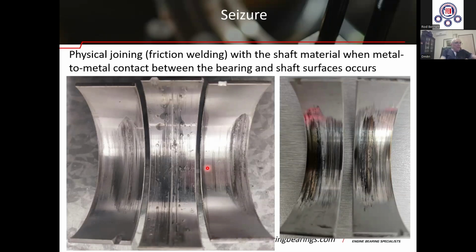Seizure is a physical joining, metallurgical joining, like friction welding of the bearing material with the shaft material, when metal-to-metal contact between the surfaces occurs under high load. In seizure, the bearing material is transferred. It sticks to the shaft, and in each rotation, the amount of transferred material on the shaft increases like a snowball. Seizure is a catastrophic failure.